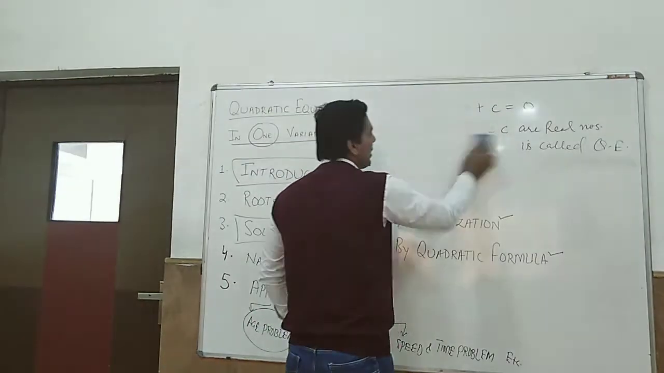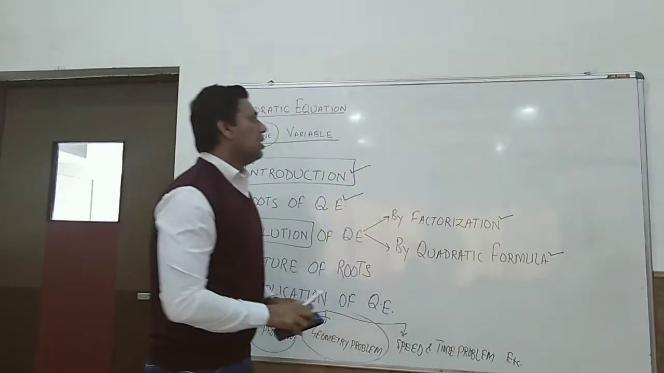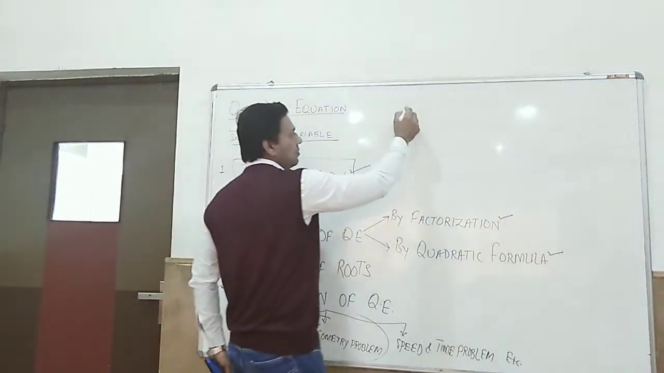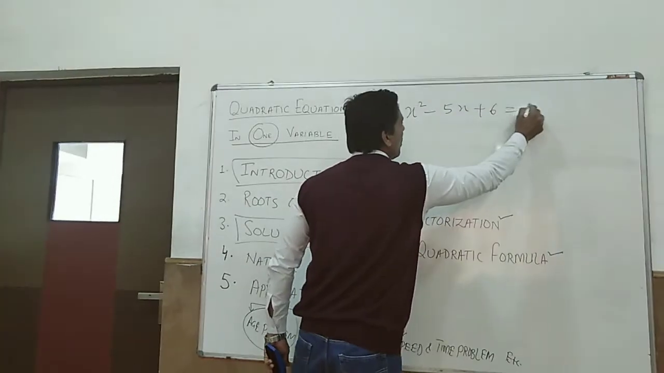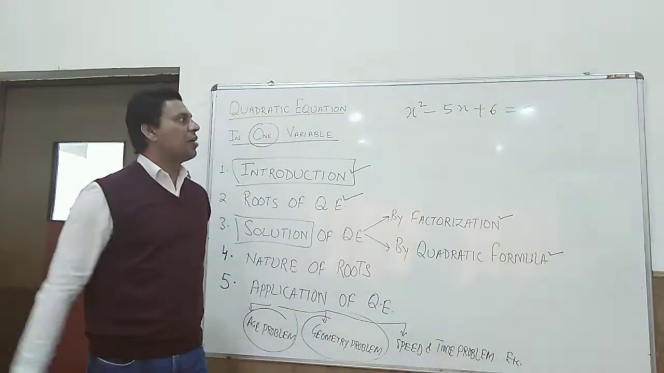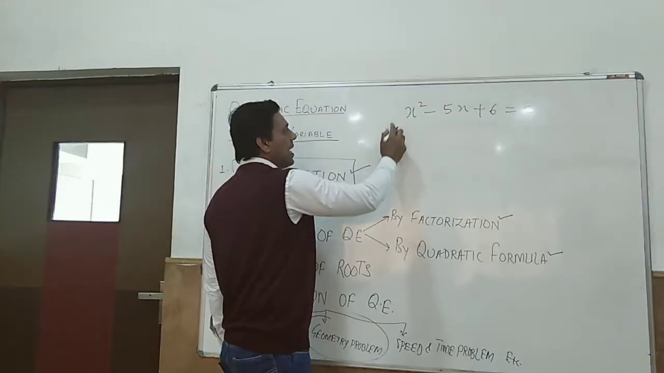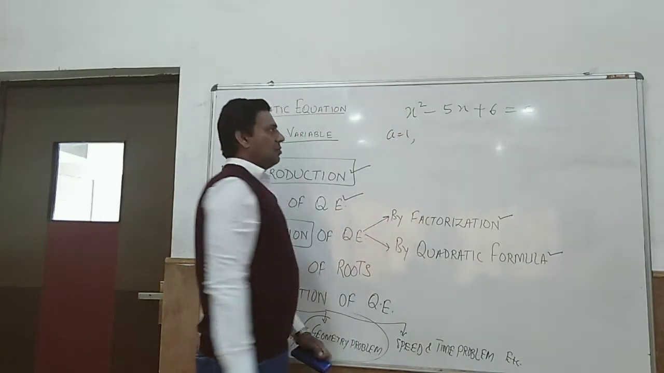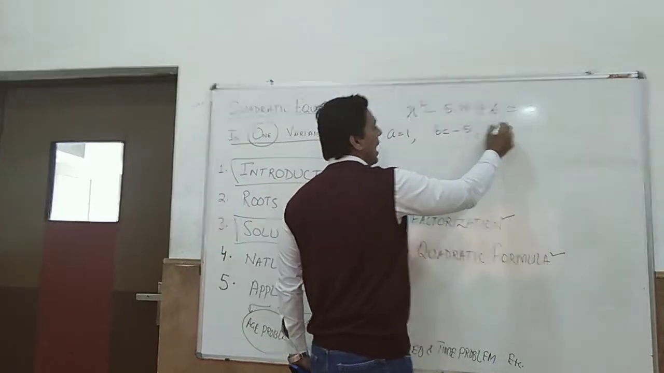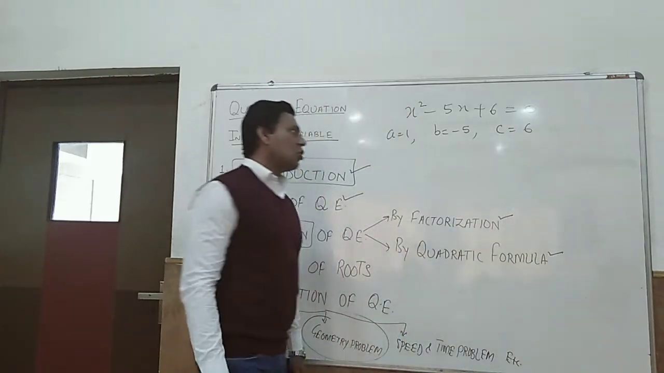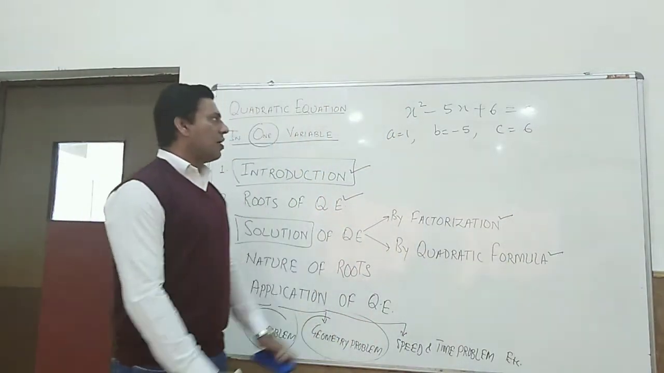So we can take some examples of quadratic equation, like x square minus 5x plus 6 equal to 0. So this is a quadratic equation. So what are the coefficients? Here a is equal to 1, b is equal to minus 5, and c, which is a constant, is equal to 6. So this is an example of a quadratic equation.